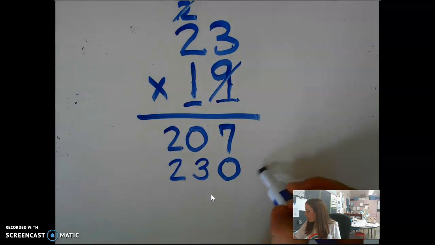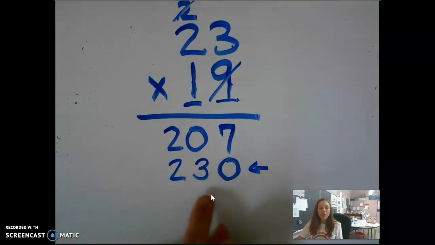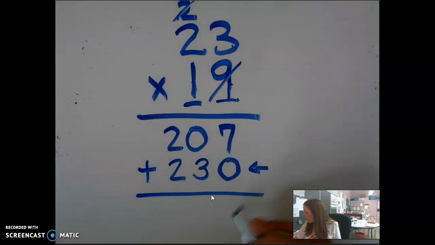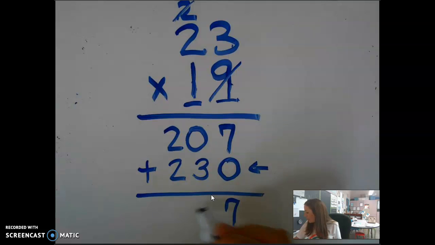Now look at this product. Is 23 times 10 230? Yes, it is. Okay, so now we're going to add our 2 together. 7, 3, and 4.